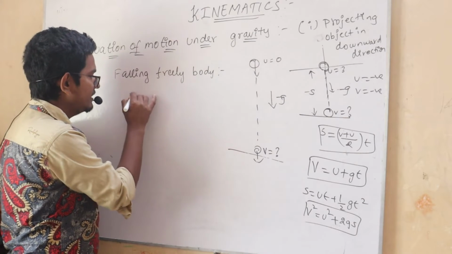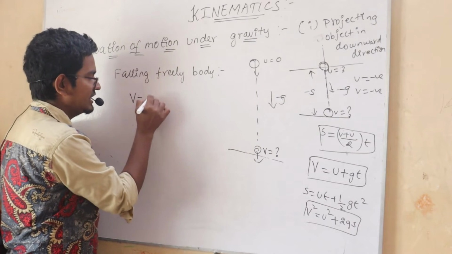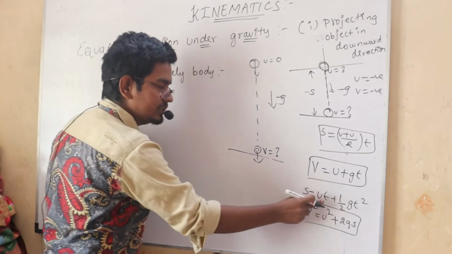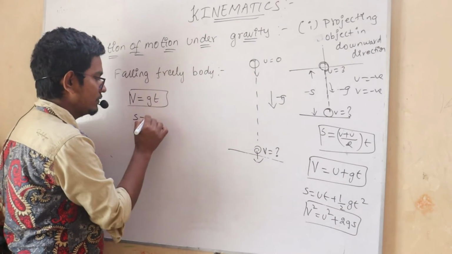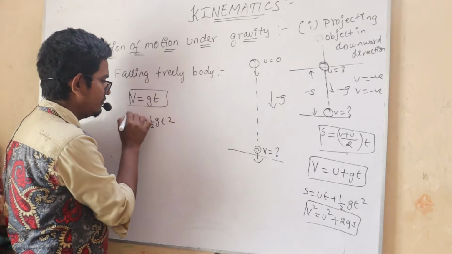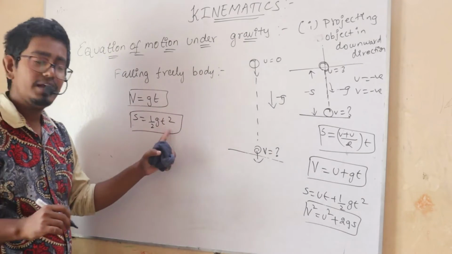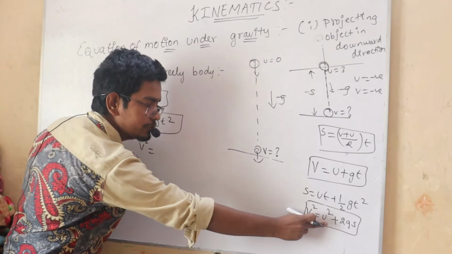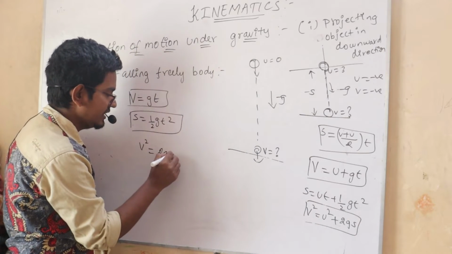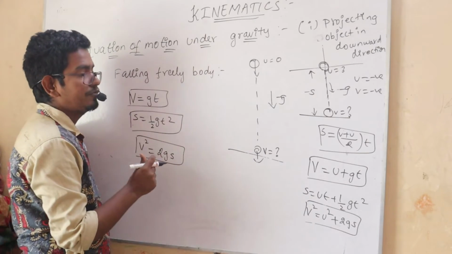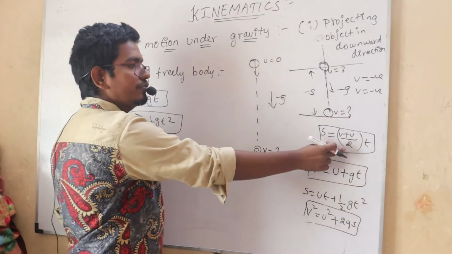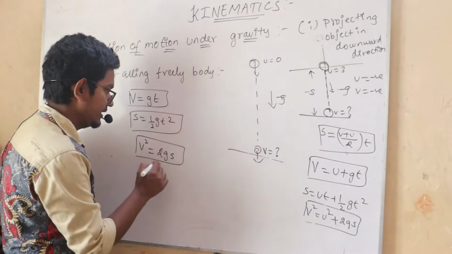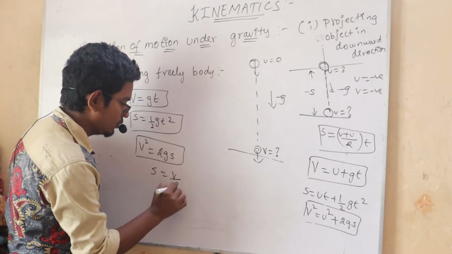My first equation, v is equal to u plus gt; u is 0, so v is equal to gt. My second equation, s is equal to ut plus half gt squared. U is 0, so u into t is 0, then s is equal to half gt squared. And then my third equation, v squared is equal to u squared plus 2gs; u is 0, so v squared is equal to 2gs. My fourth equation is s is equal to (v plus u) by 2 into t. But here u is 0, so s is equal to v upon 2 into t.